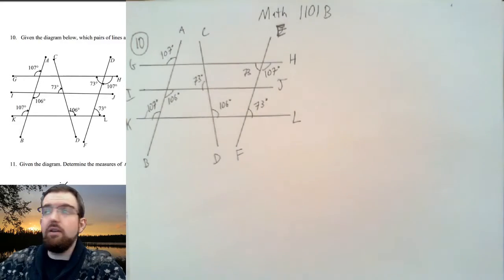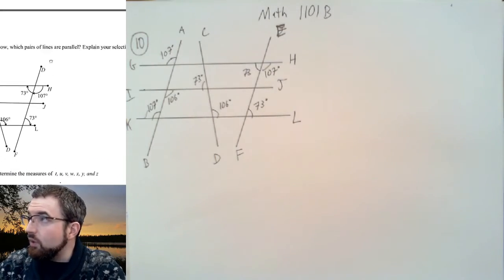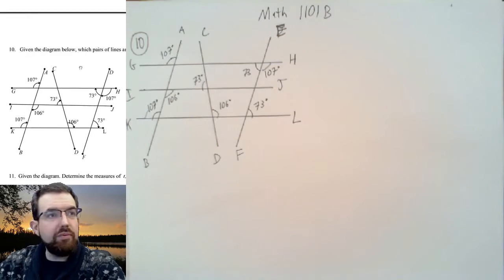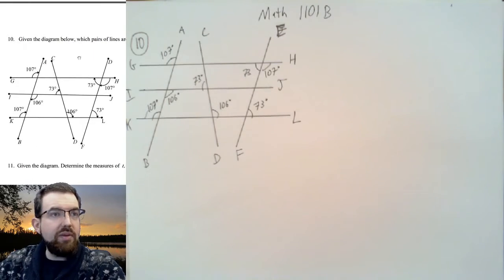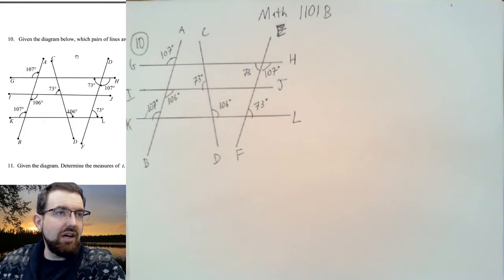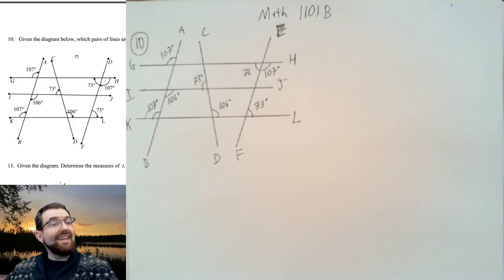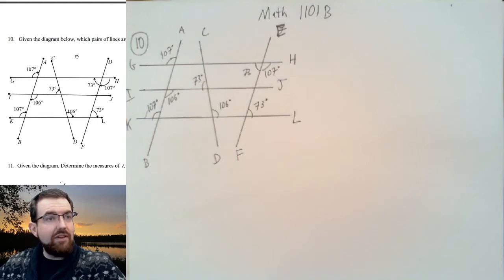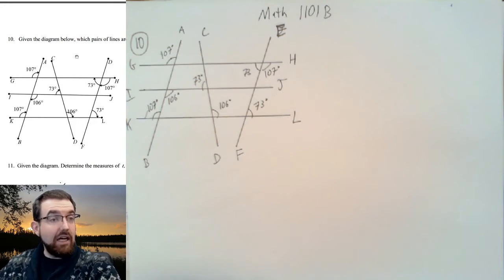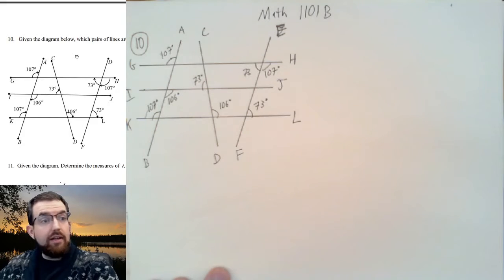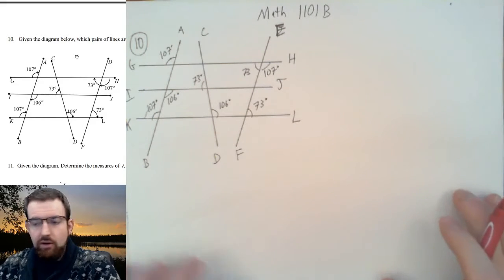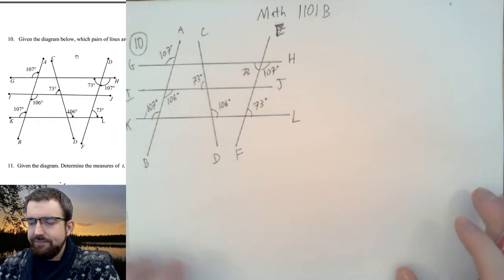Okay. And what are they asking? Given the diagram below, which pair of lines are parallel? And explain your selection. Now, we might be tempted to just glance at it and try to figure it out from the way it looks, right? But what we actually have to do is go through and figure these out by filling in as many other angles as we can, and then use that to determine which ones are equal and which ones are not.